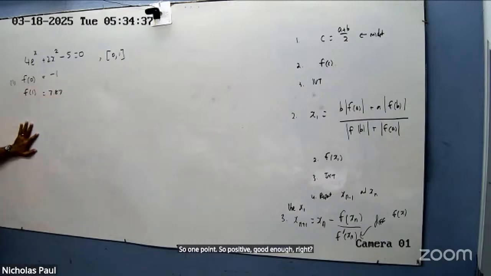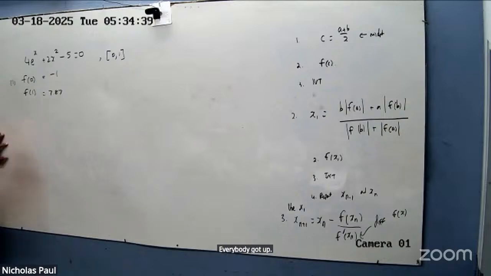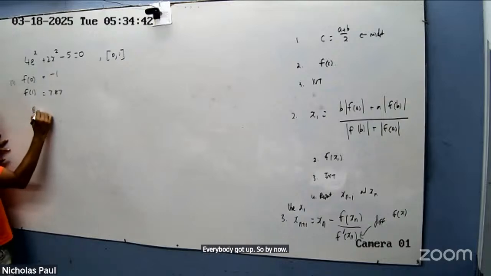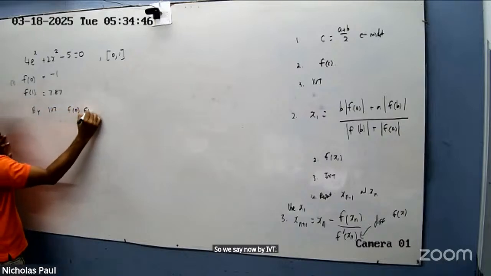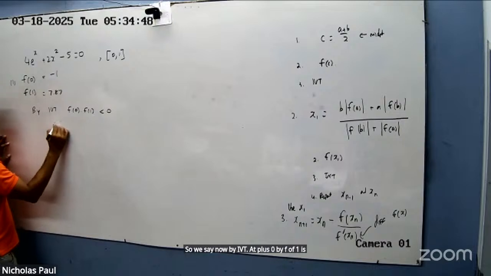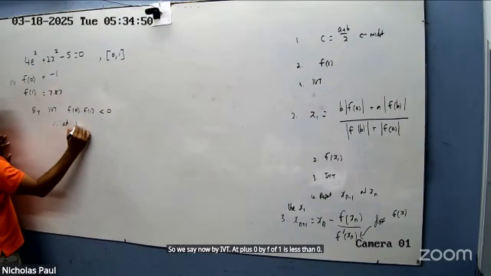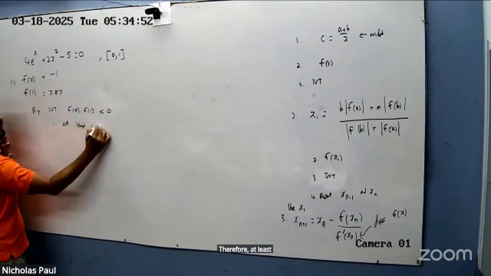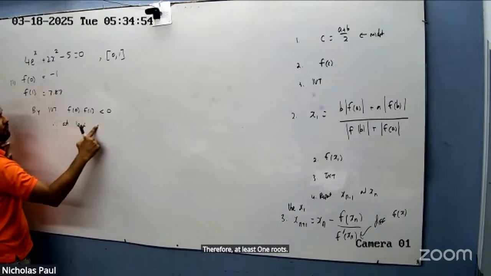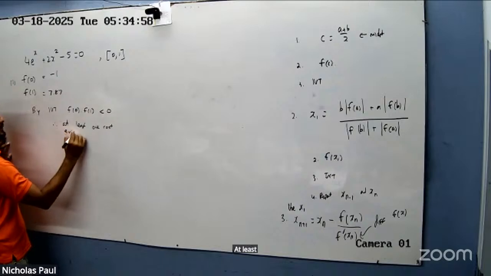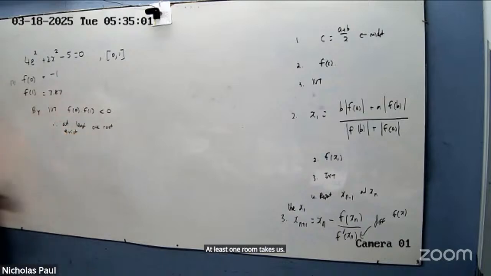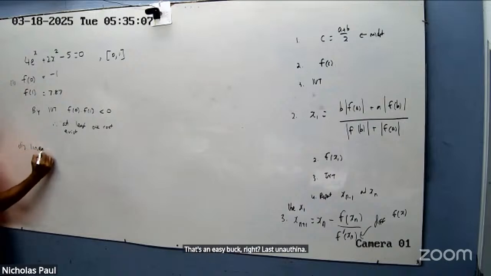Everybody get it? So now we say by IVT, f of 0 times f of 1 is less than 0. Therefore, at least one root exists. Everybody feel that? That's the easy part, right? Let's go now to linear bisection.